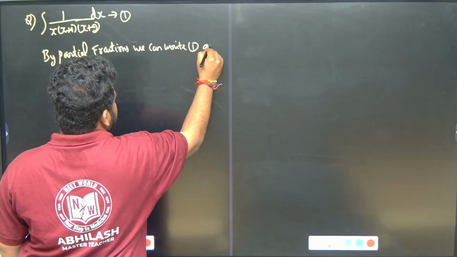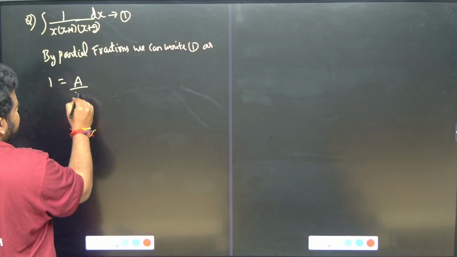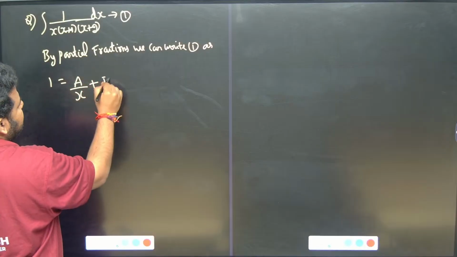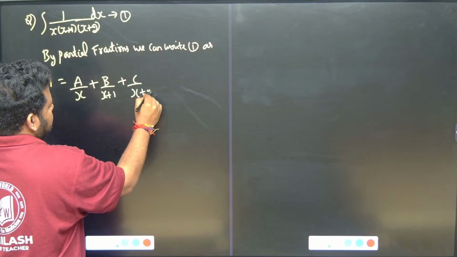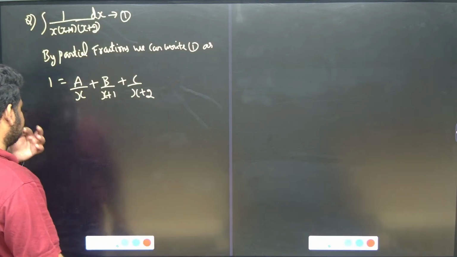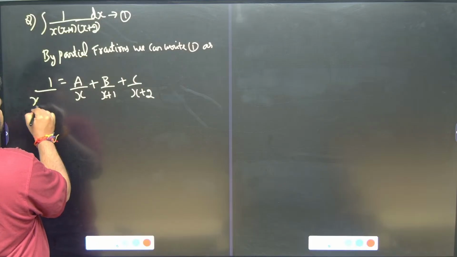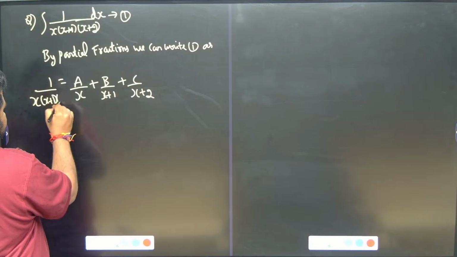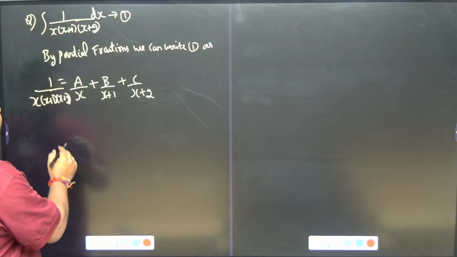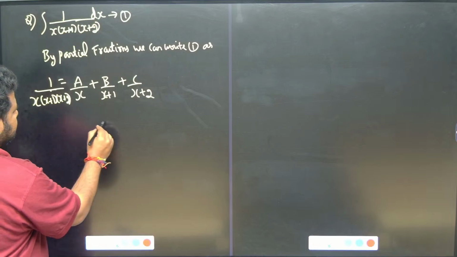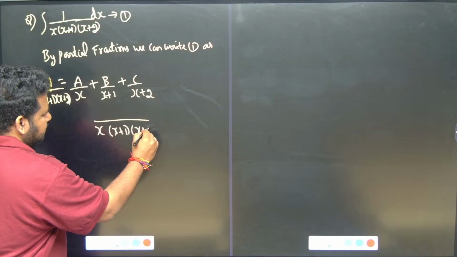1 by x(x plus 1)(x plus 2) as some constant a by x plus b by x plus 1, because all are linear. Linear means you can write directly like this, plus c by x plus 2. Correct. Now let us take the LCM. I will take this as 1 by x into x plus 1 into x plus 2. If I take the LCM, it would be x into x plus 1 into x plus 2.